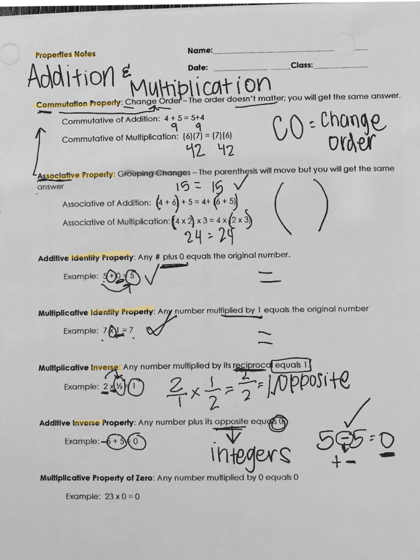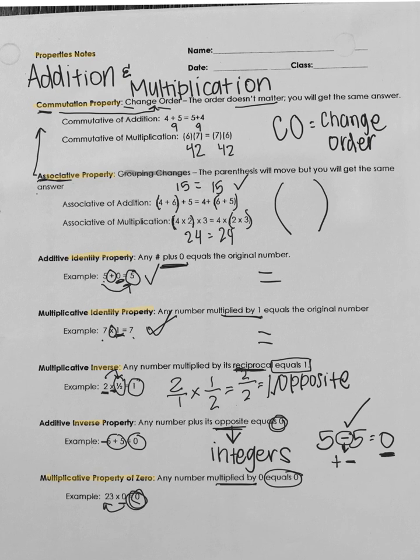Lastly, we have a special multiplicative property. The multiplicative property of 0 is a property that you've probably been learning since the 3rd grade. And what it says is that any number multiplied by 0 equals 0. If I have 0 groups of 23, I have 0 items.